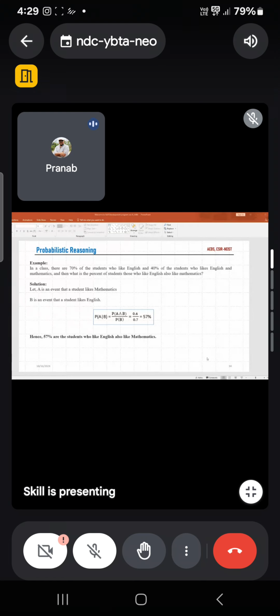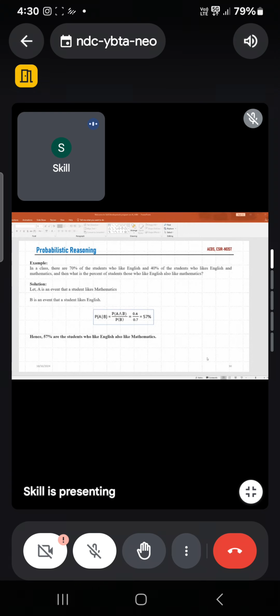So can you explain the question? 40% like English and mathematics, and those who like English also like mathematics. I don't understand the difference. Yeah, so in a class, 70% of the students like English, and 40% of the students like English and mathematics. Total 40% like both the subjects. So 40% on both subjects are liked by the students.